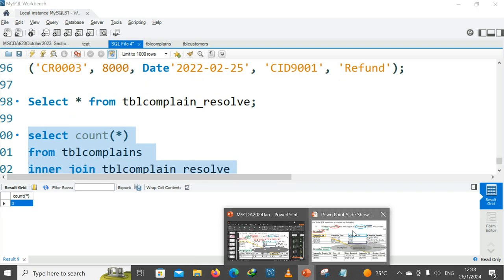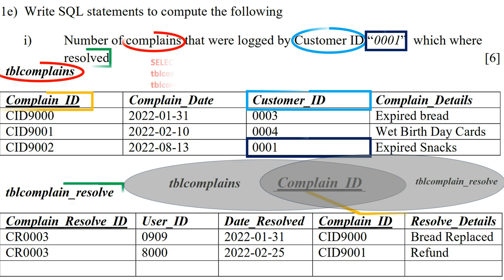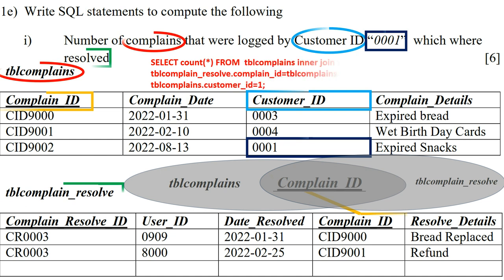So that's the query that we'll have over there. We say select count. So count is just a function. Where I'm saying star is just all the columns, but you can put only one column over there. And then we are saying from table complaints inner join table complaint resolve on table complaint resolve dot complaint ID is equal to table complaints dot complaint ID, where table complaints dot customer ID is equal to 1. You got your 6 marks for that. So that's it for item 1.